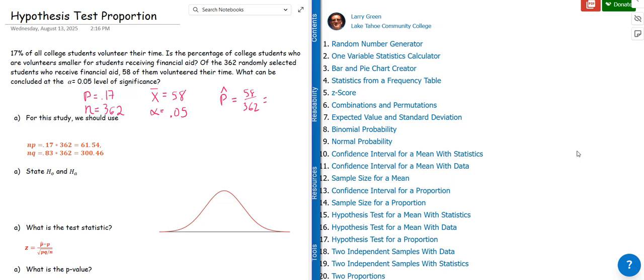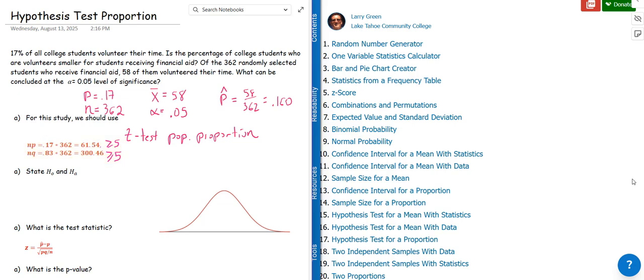And if we put that in our calculator, we get 0.160. So it doesn't seem too much different than 17%. Now, since this is a proportion, we want to use a z-test for population proportion. And the requirements are that NP should be greater than or equal to 5, and NQ greater than or equal to 5. And those are both true.